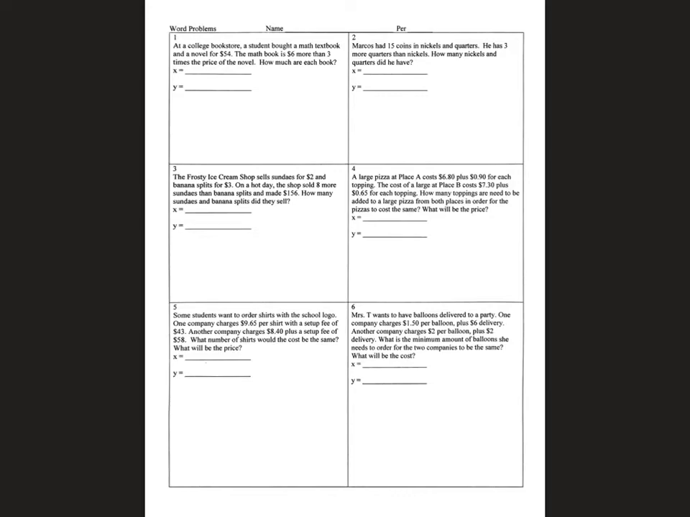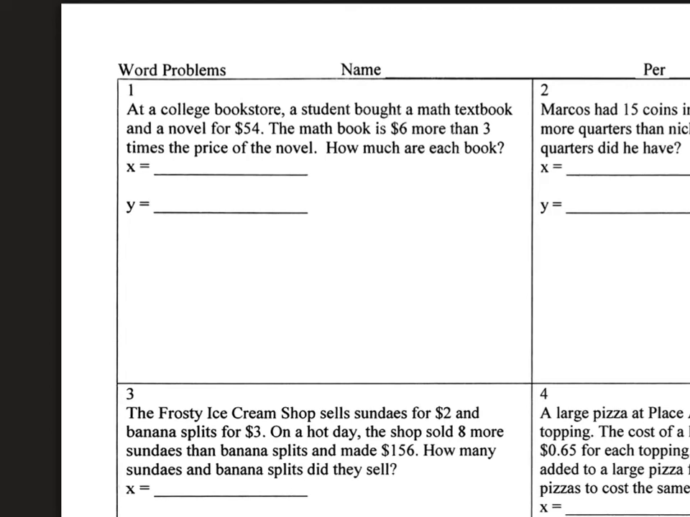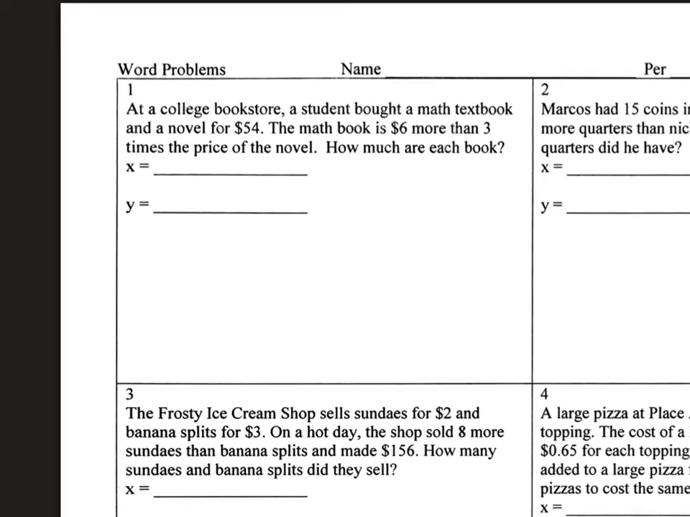Let's go ahead and take a look at number one. At a college bookstore, a student bought a math textbook and a novel for $54. The math book is $6 more than 3 times the price of the novel. How much are each book? The question, how much, refers to the value of it, how many dollars.